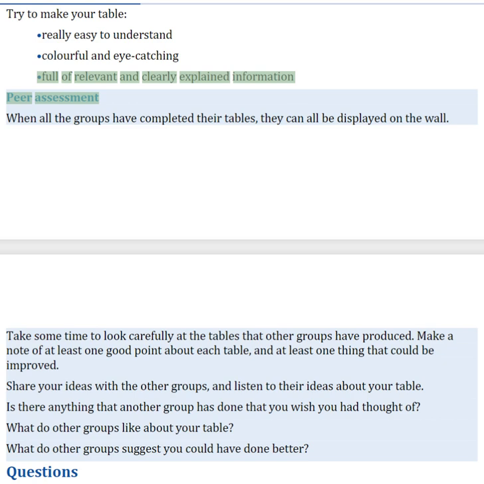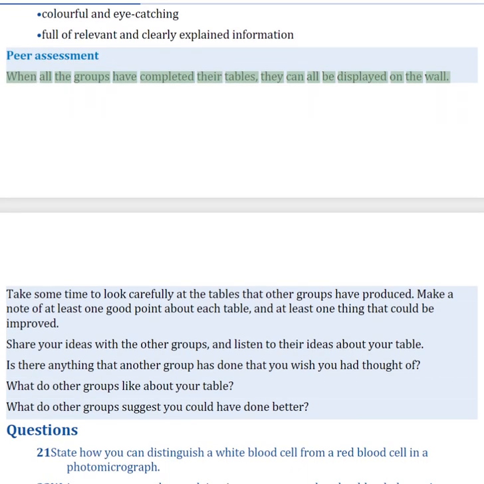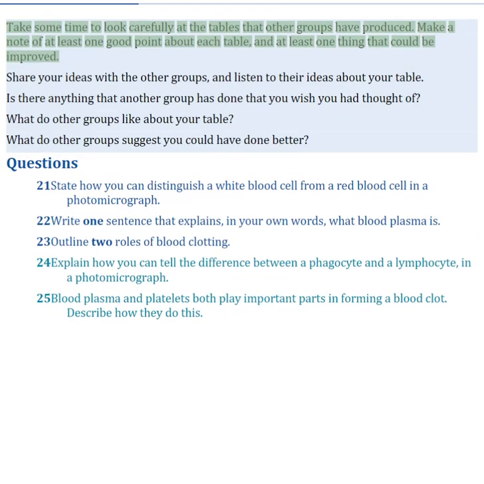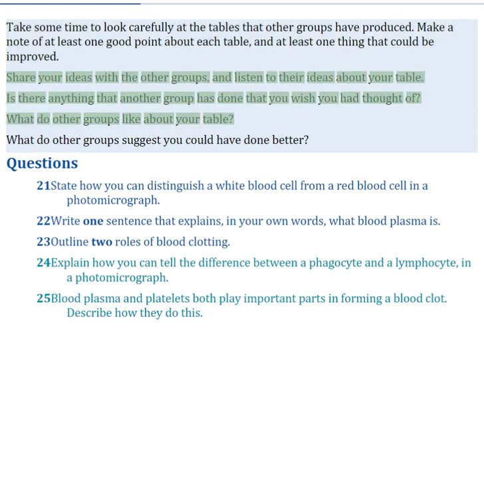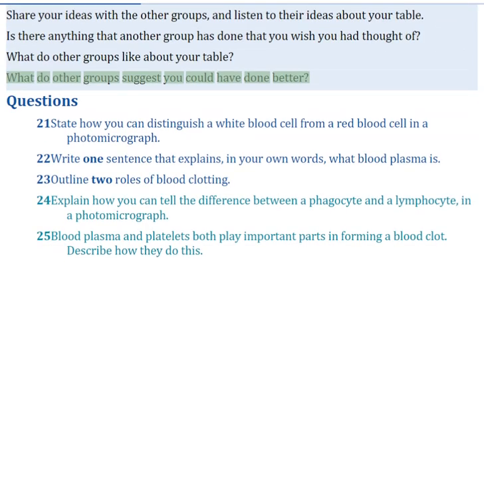Peer assessment. When all the groups have completed their tables, they can all be displayed on the wall. Take some time to look carefully at the tables that other groups have produced. Make a note of at least one good point about each table, and at least one thing that could be improved. Share your ideas with the other groups, and listen to their ideas about your table. Is there anything that another group has done that you wish you had thought of? What do other groups like about your table? What do other groups suggest you could have done better?